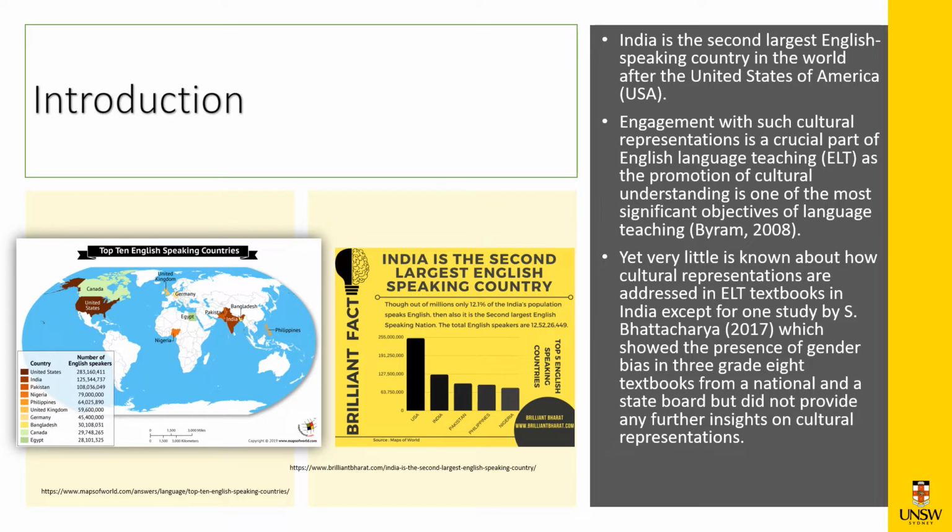To place Indian ELT textbooks in context, India is the second largest English-speaking country in the world, second only to the United States, with around 260 million English speakers. Yet very little is known about how cultural representations are addressed in ELT textbooks in India, except for one study by S. Bhattacharya, which showed the presence of gender bias in 3 grade 8 textbooks from a national and a state board, but did not provide any further insights on cultural representations.